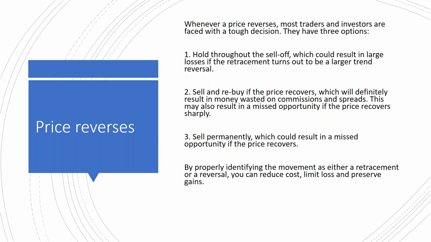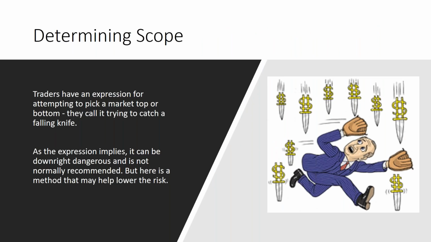So by properly identifying the movement as either a retracement or a reversal, you can reduce costs, limit loss, and preserve gains. Traders have an expression for attempting to pick a market top or bottom, and they call it trying to catch a knife. As the expression implies, it can be downright dangerous and is not normally recommended.